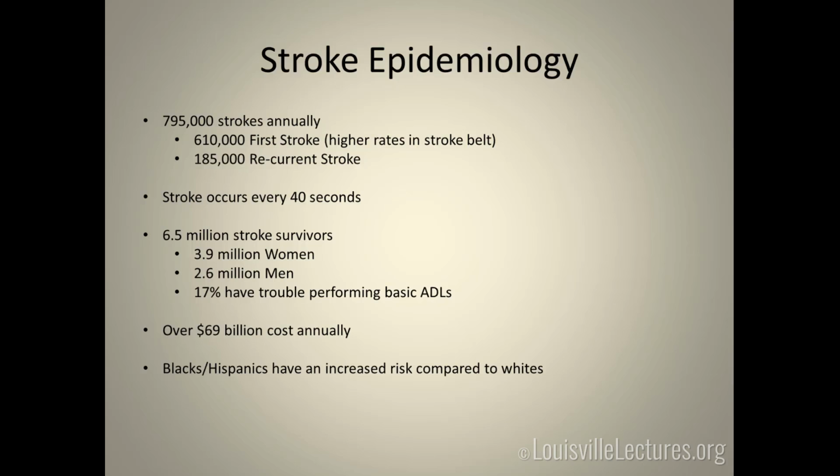Blacks and Hispanics, race does have a factor in it. Blacks and Hispanics have higher rates than Caucasians. There has been some research which says that in the black population, sometimes compliance with medications is not as good and education could not be as good, but even if that is excluded, there are some genetic reasons why the black population has a higher rate of strokes.